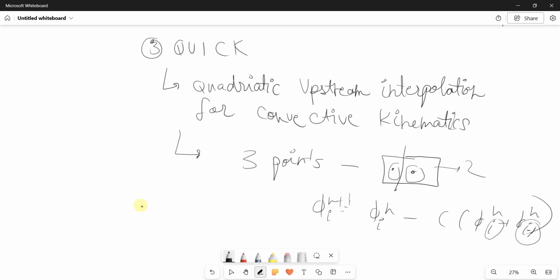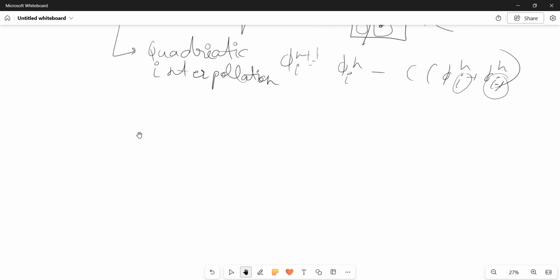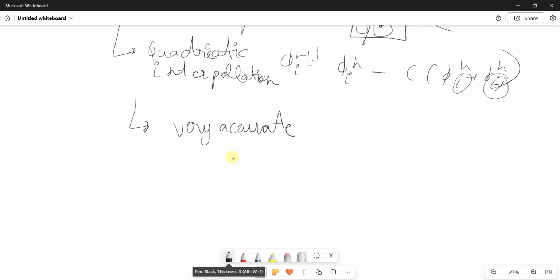In QUICK, you take 3 points and then you run a quadratic interpolation. So this is more accurate than the rest because of course you're taking 3 points into consideration and then using a quadratic interpolation. So it is much more accurate than the first order and second order because they were just running on basic assumptions. And so this is very accurate, low diffusion, right? But here you have oscillations possible.